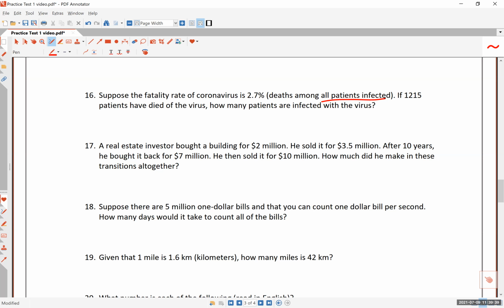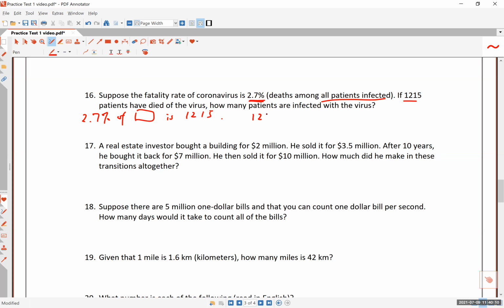All right, so again, try to figure out what this percentage is. Do not calculate 2.7% of 1,215 people, right? What we are given is that 2.7% of what is 1,215, because that's what the question says. If 1,215 patients have died, and that happens to be 2.7% of all the patients infected with the coronavirus, then how many people were infected, right?